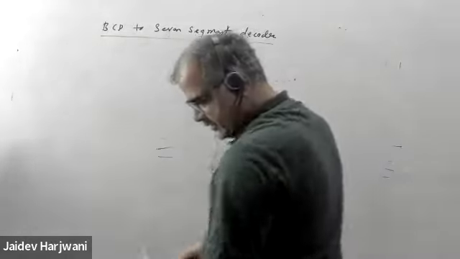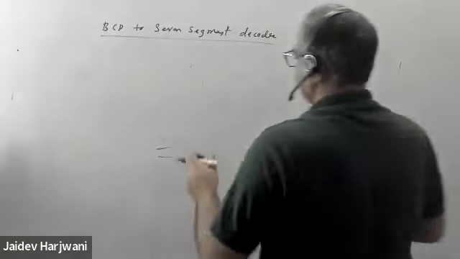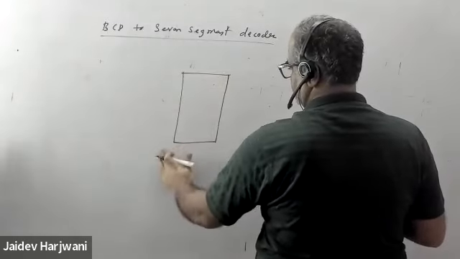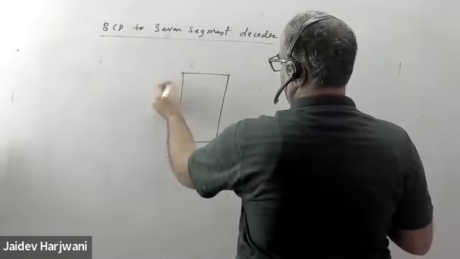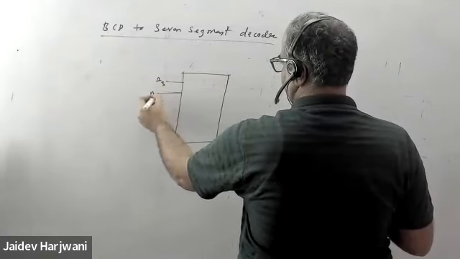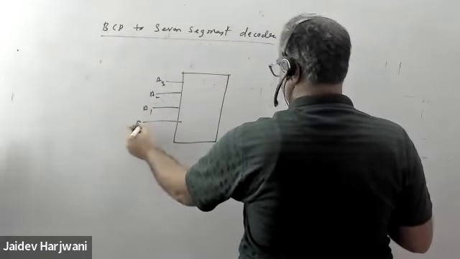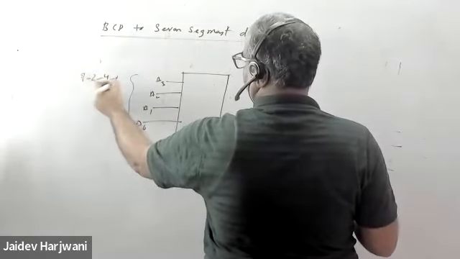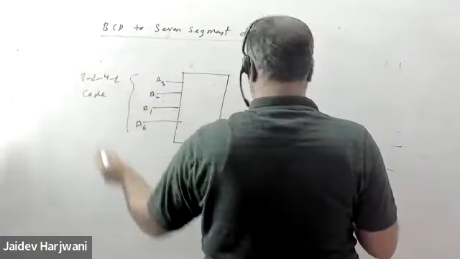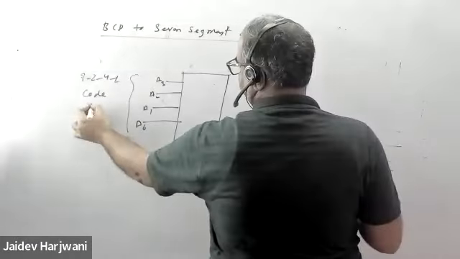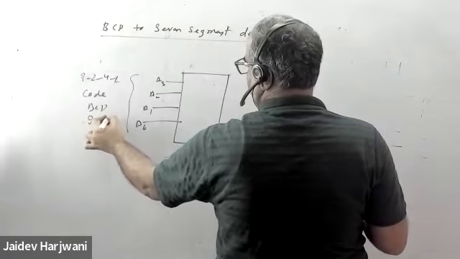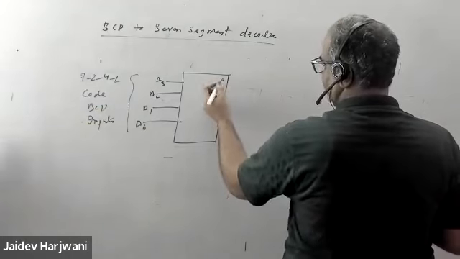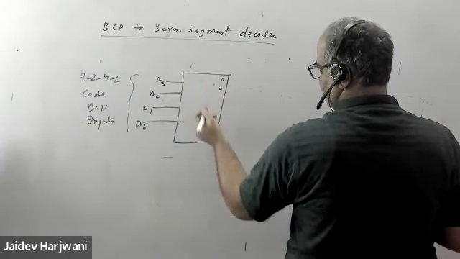Now you have a decoder circuit with 4 inputs: A3, A2, A1, A0. That is your BCD 8421 code, the BCD input. And here you are getting min terms, say A, B. Now what A, B, C will be is what we will decide.